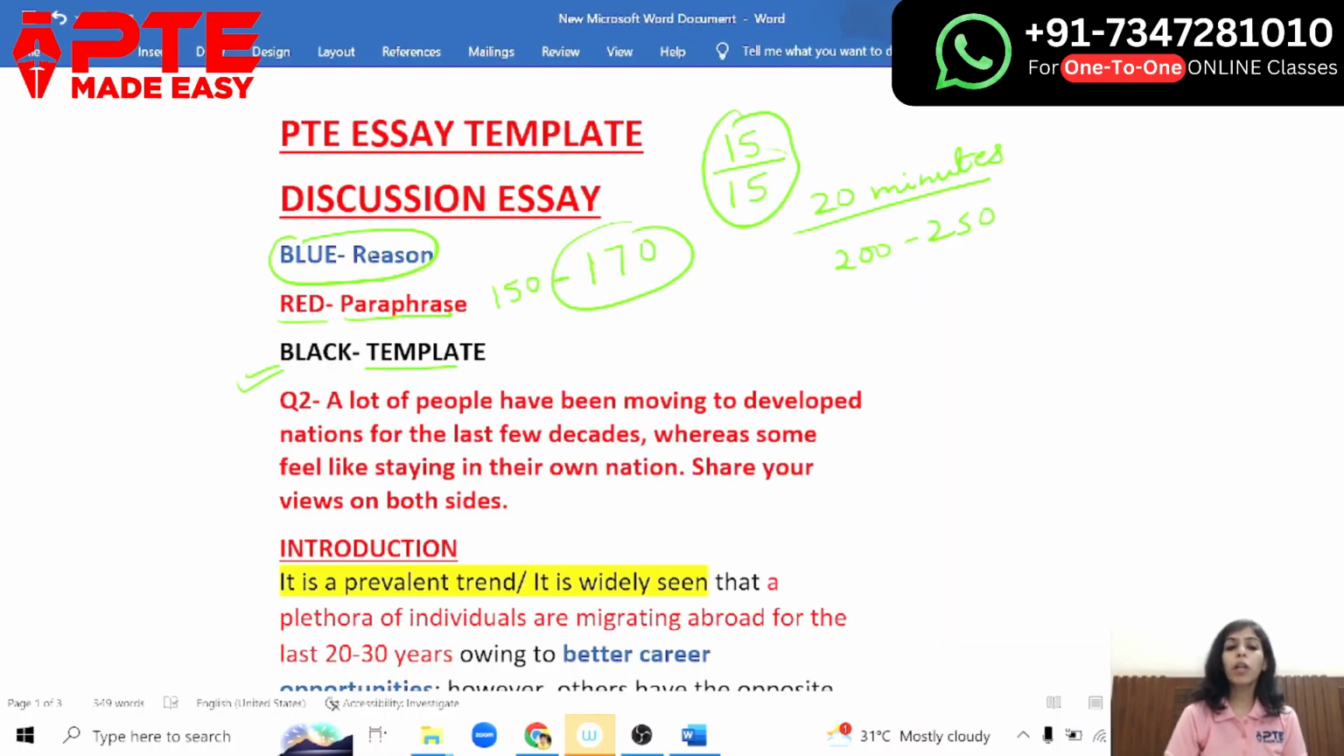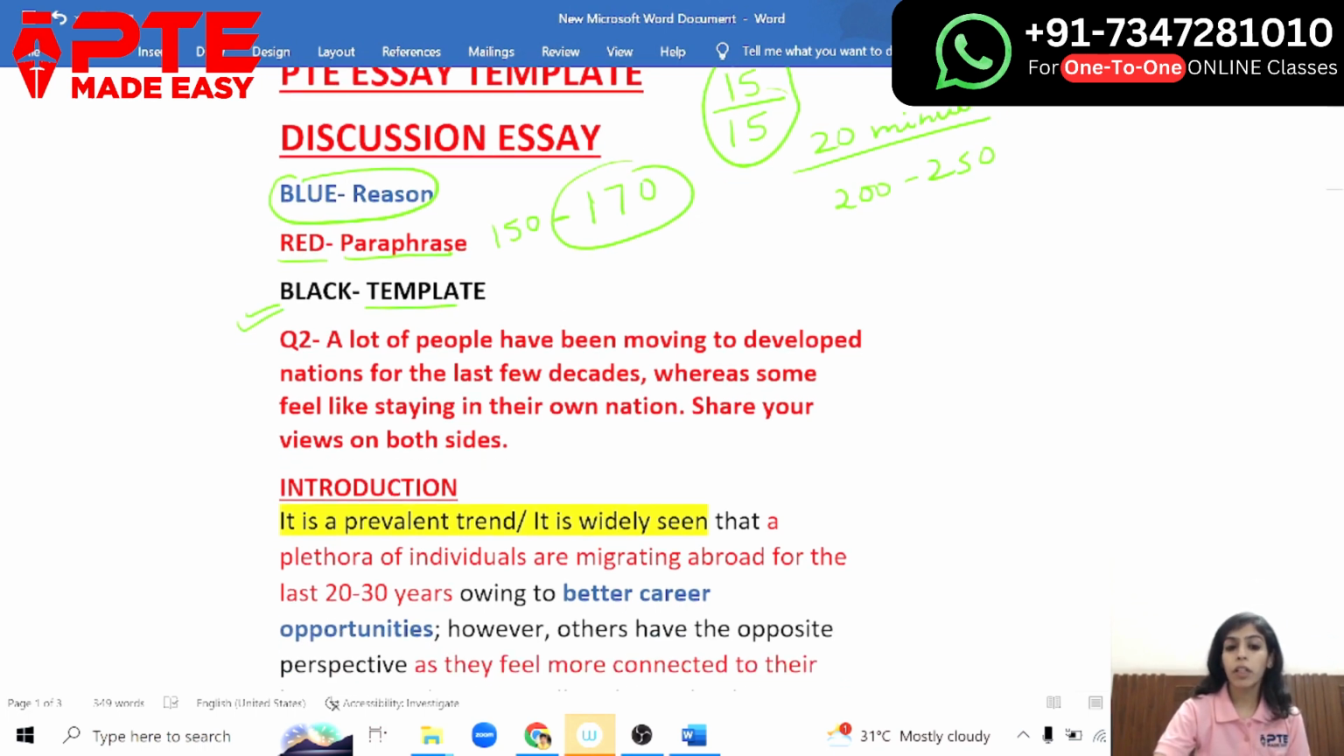So basically what you need to write is ideally the blue ones. The blue text is the one that you have to write. The red one is simply the paraphrasing. So that also I'll tell you how do you need to do. Let's proceed further. So here we have the question, a lot of people have been moving to developed nations for the last few decades. So a lot of means majority of individuals have been moving to, migrating to developed nations for the last few decades, whereas some feel like staying in their own nation.